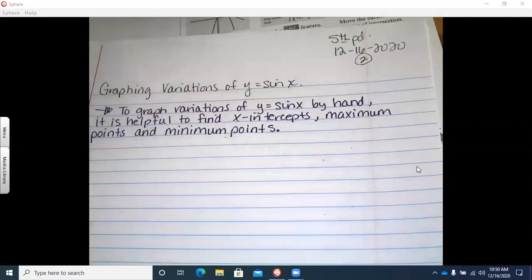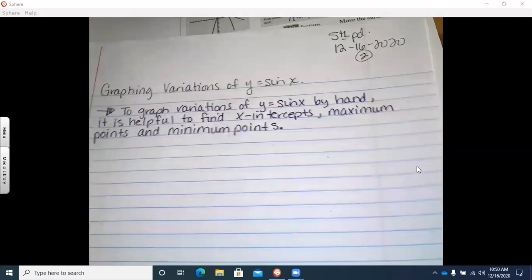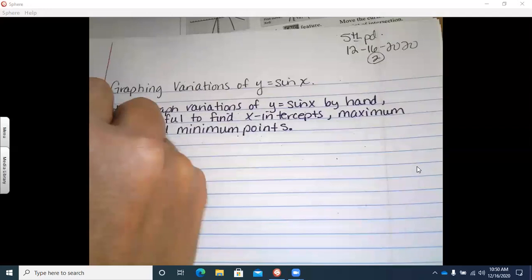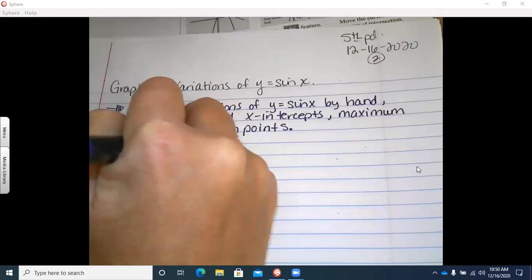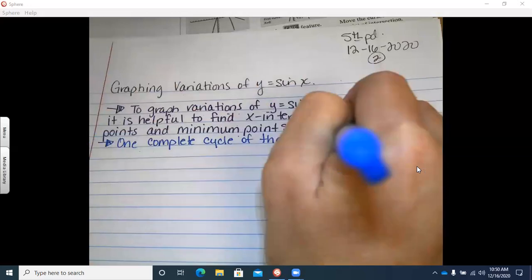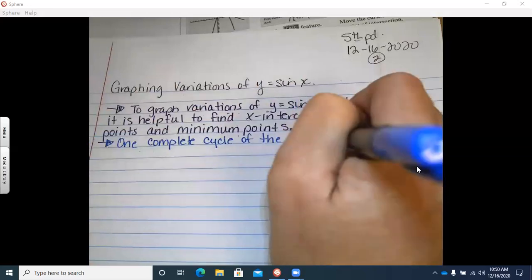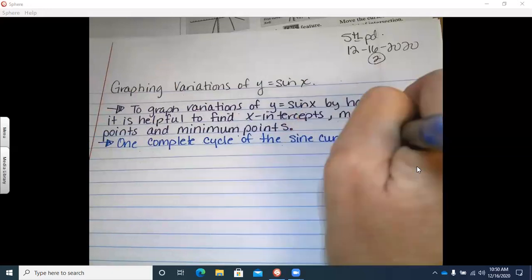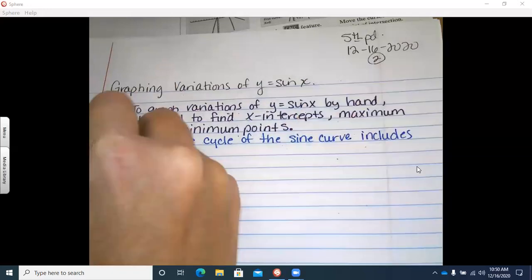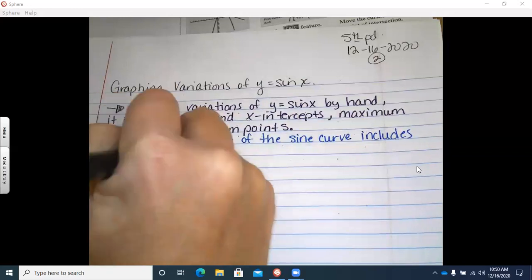One complete cycle of the sine curve includes 3 x-intercepts, one maximum point and one minimum point.